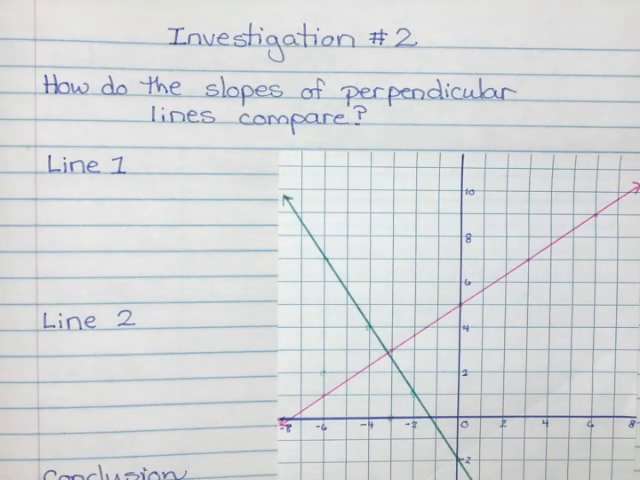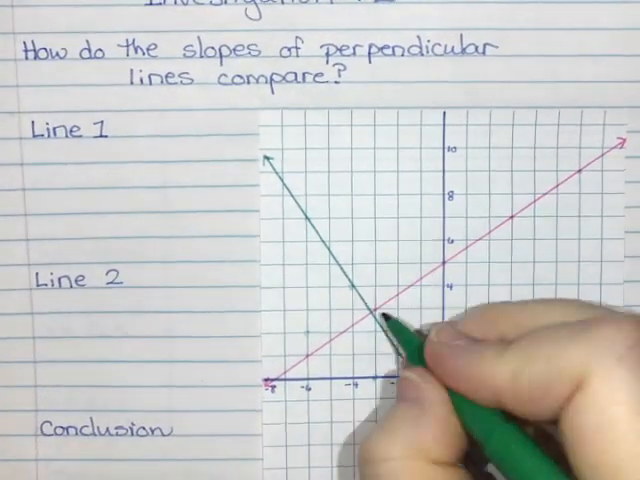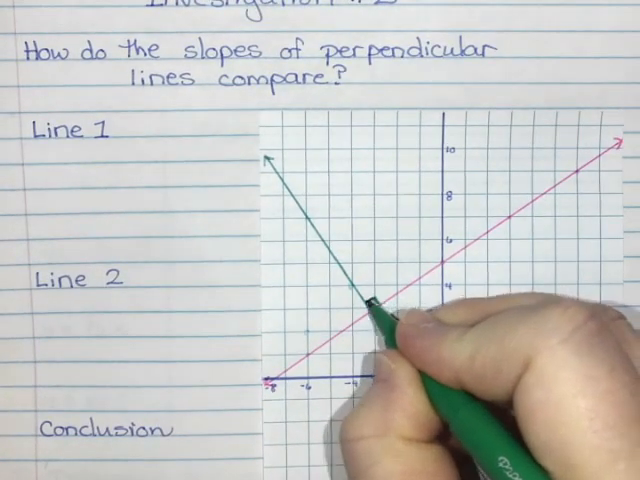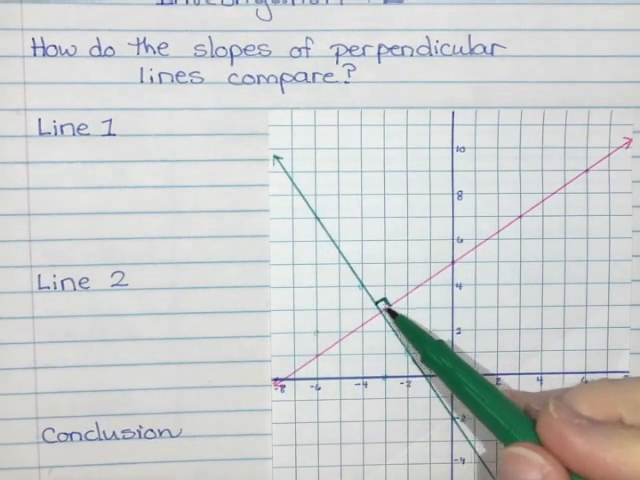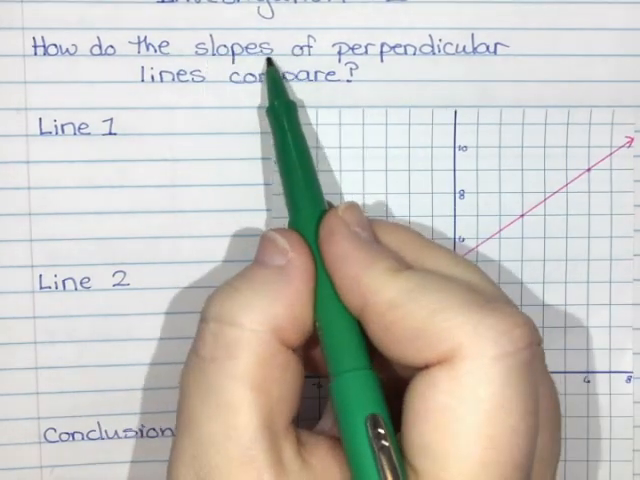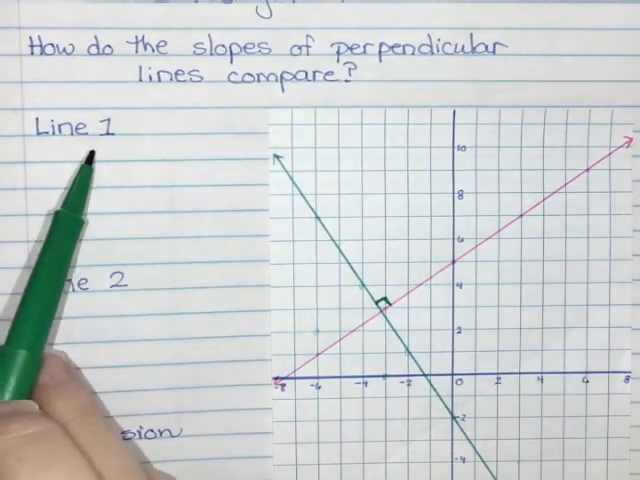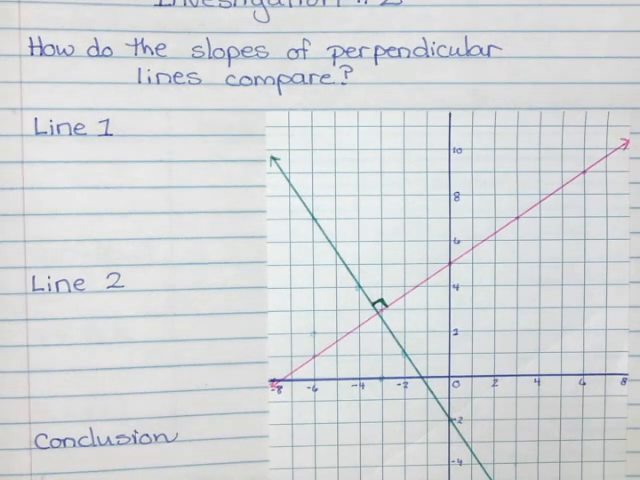Lines that are perpendicular are lines that cross at 90 degrees. So these two lines on my picture, if I were to measure that with a protractor, should cross at a 90-degree angle. So we're going to try to compare the slopes. I'm going to find the slope of line 1, the slope of line 2, and then see if we can make some type of conclusion.